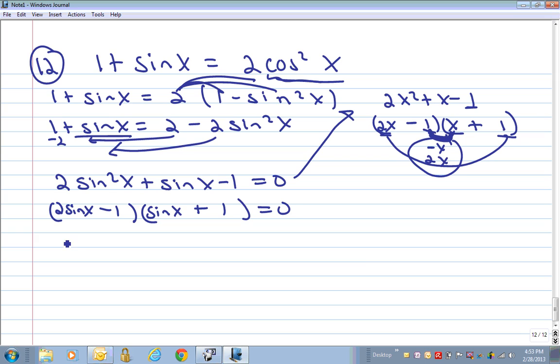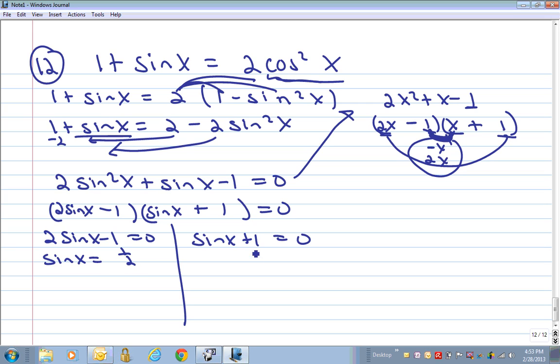All right, so we're going to set each factor equal to 0. So I have 2 sine x minus 1 equals 0, and I have sine x plus 1 equals 0. If I move the 1 over, it would become a 1, and I would divide by 2, and I would get sine x equals positive 1 half. Over here, if I move the 1 over, I would get sine x equals negative 1.